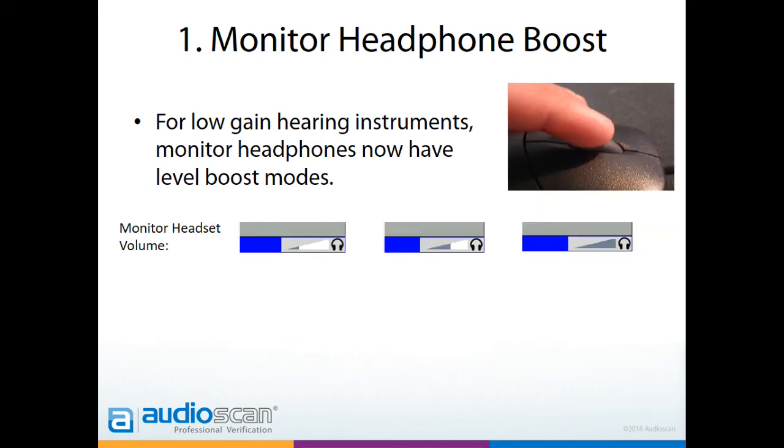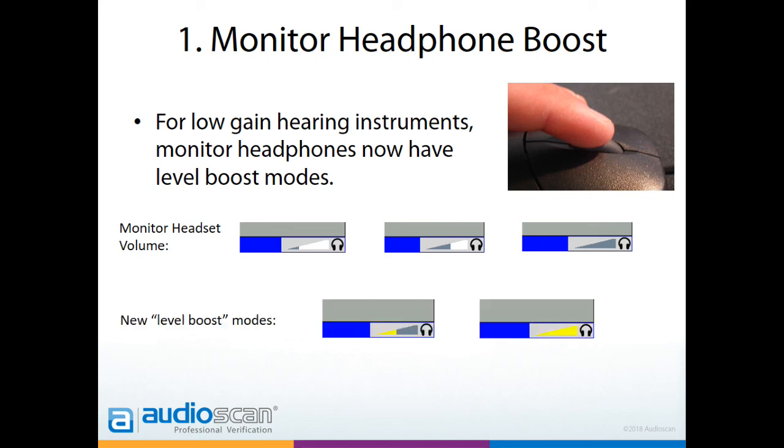The volume is still adjusted by the user with the mouse wheel, but now at the top end of the range the bar will turn yellow, indicating the extra boost when needed. This boost function, of course, is not needed and should not be activated when listening to high-power hearing instruments.